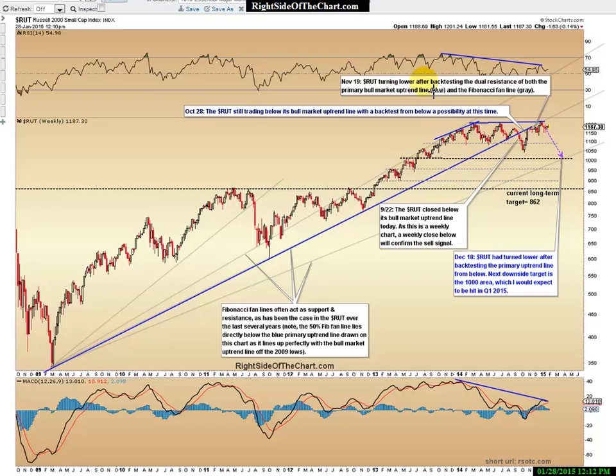Near term, the Russell's been choppy, tough to trade. So we'll just have to wait for a little bit more clear sell signals to try to pick a good entry for those of you looking to put a swing trade on the Russell.